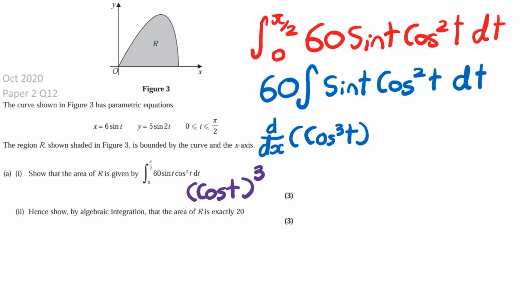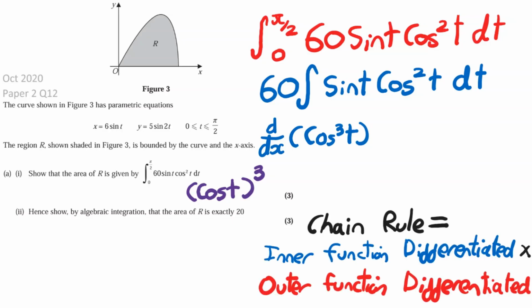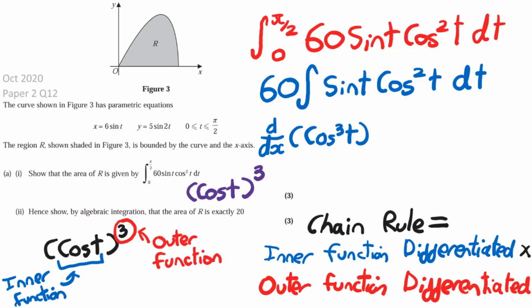Now the way that I talked about in that video, I say that the chain rule is the inner function differentiated multiplied by the outer function differentiated. For cos t to the power of 3, the inner function is cos t and the outer function is this power of 3 here. So the chain rule is the inner function differentiated, so cos t differentiated. As I've already mentioned, when you differentiate cos t, you get minus sin t, like this here. And this is multiplied by the outer function differentiated, so this power of 3 differentiated. If you think about x to the power of 3, when you differentiate this, it becomes 3x squared, so it works in a similar way to that.